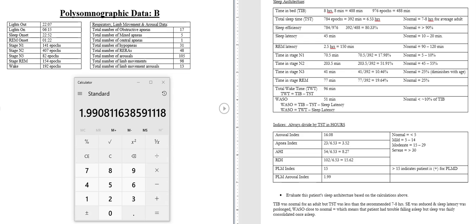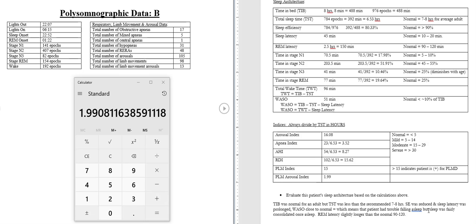Alrighty, so REM latency was prolonged as well. Patient had normal N2, close to normal REM, increased stage 1, and reduced N3. So I would really highlight what's abnormal here.